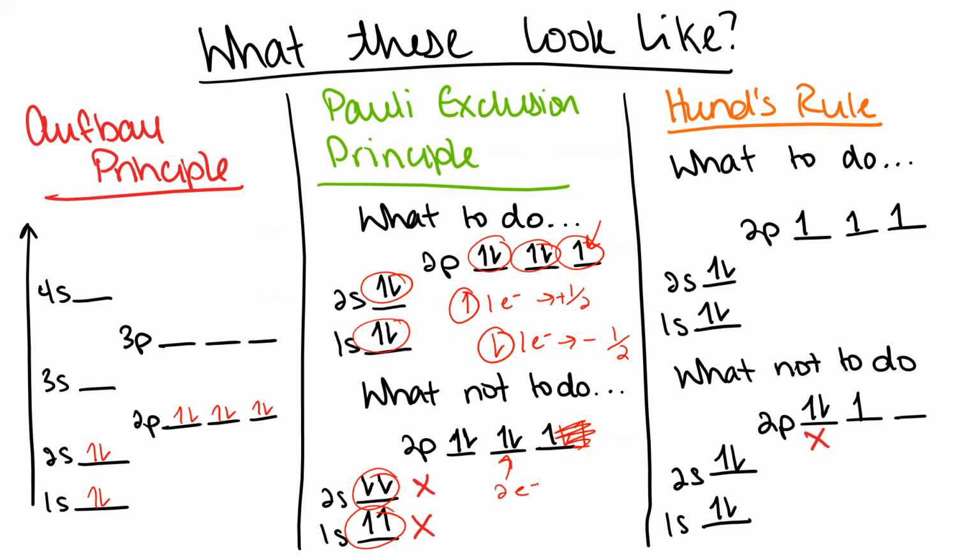Okay, so the last one is Hund's rule. What to do is this. We fill this one and this one, this one and this one, and then we distribute the last 3 electrons to each of the p orbitals. You cannot do it like this, where you distribute 2 to one orbital, 1 to the next, and then leave the last one open.